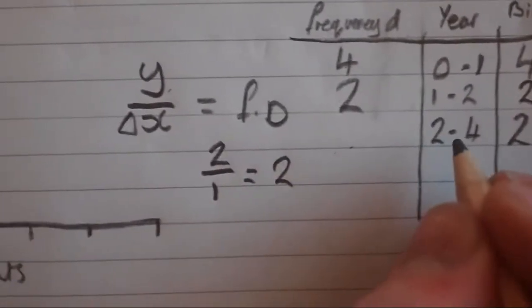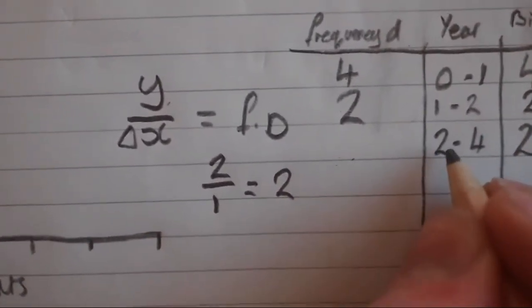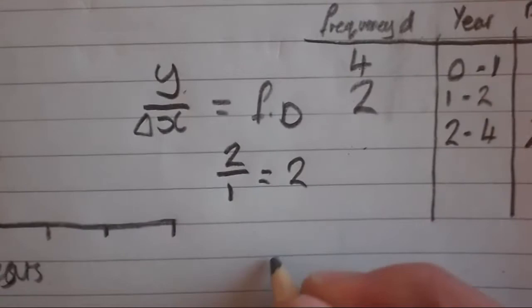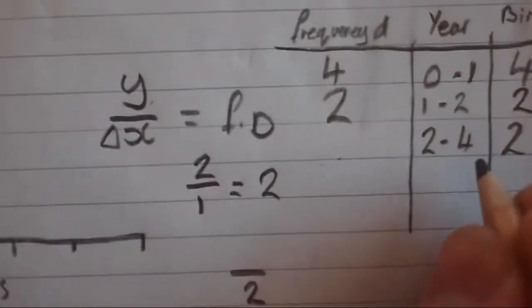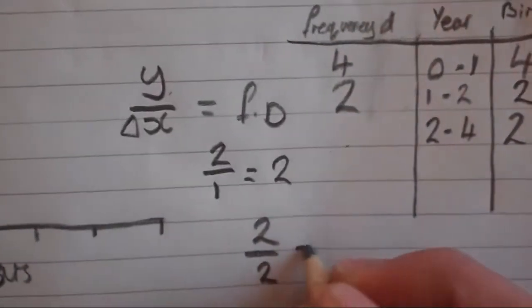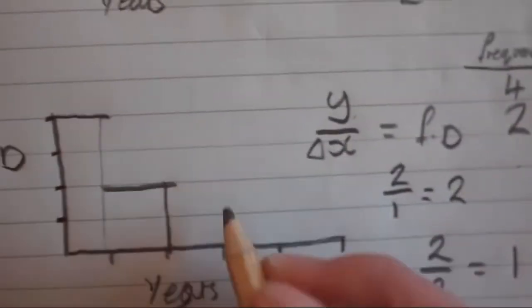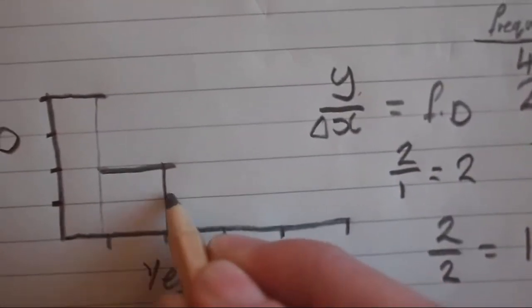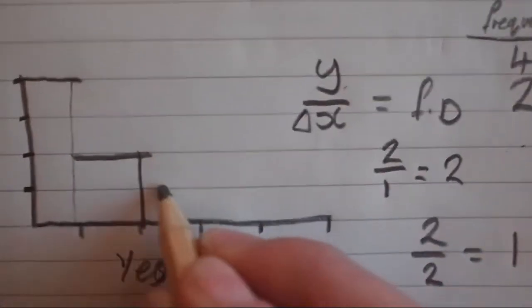So now for our final one. The change in x is 2. Our births are 2. So our frequency density is 1. Yep, that's right.